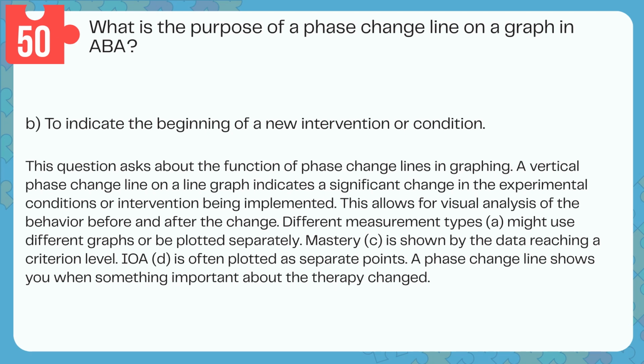Different measurement types, A, might use different graphs or be plotted separately. Mastery, C, is shown by the data reaching a criterion level. IOA, D, is often plotted as separate points. A phase change line shows you when something important about the therapy changed.